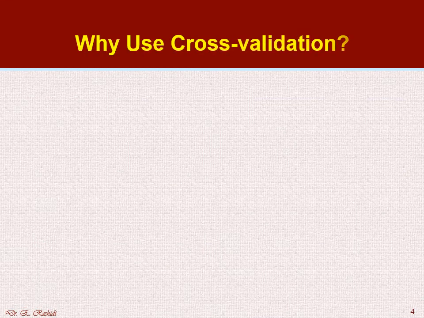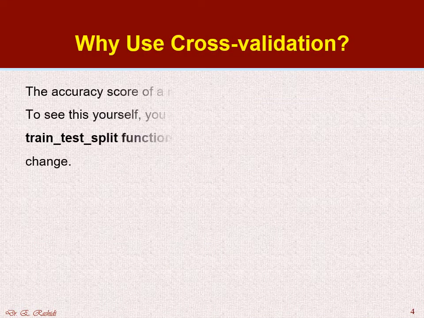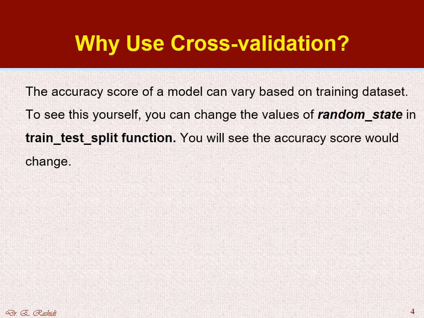Why use cross-validation? The accuracy score of a model can vary based on training dataset. To see this yourself, you can change the values of random state in train test split function in one of the examples that we have done so far, and then run the model. You will see the accuracy score would change each time you change the random state. This means that if you train your model on different parts of the data and then test it on different parts of data, you would get different results.